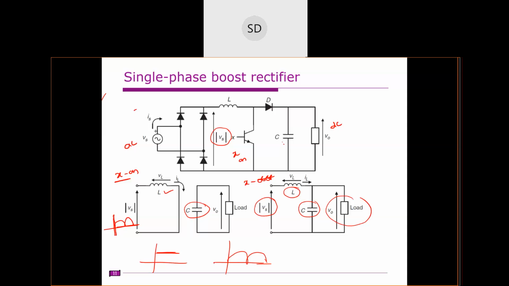Clear? So we have two modes of operation. When the switch is on, the inductor stores some energy. When the switch is off, the source and inductor simultaneously pump energy into the capacitor and feed the load at higher voltage. That's how this boost converter will work. Okay, it's clear.